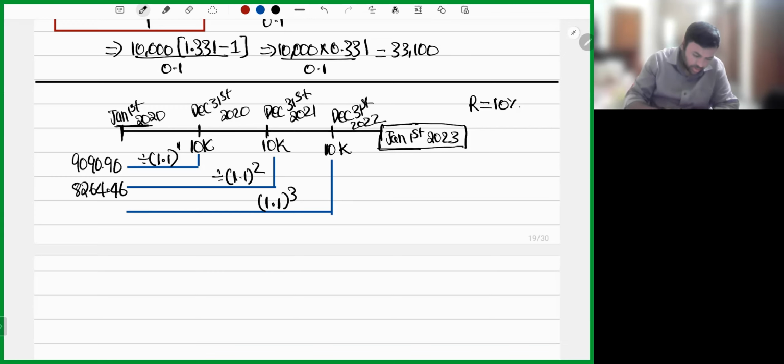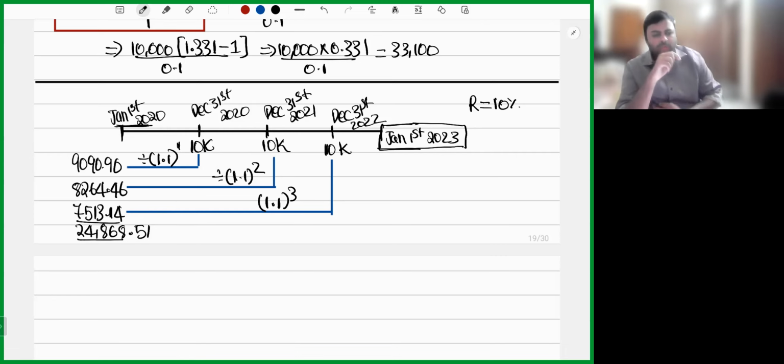8264.46, divided by 1.1 whole cube, 7513.14. So what would you think the total would be? Total of all these three things will simply be 24,868.51. Okay. Let me check once again. 24,868.51.